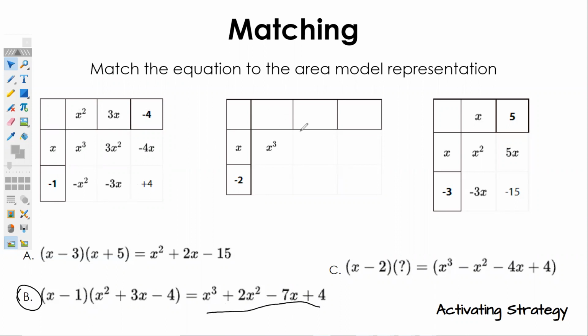On this next one, actually, let's jump to the third one. X times x would give me x squared. 5 times x would give me 5x. Negative 3 times x would give me negative 3x. 5 times negative 3 would give me negative 15. So that would match up with A, right?